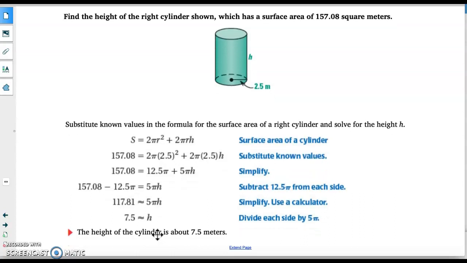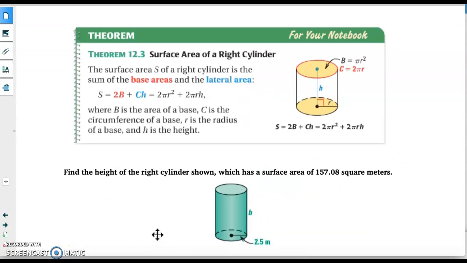So that's the end of this little section here, surface area of different types of polyhedra and solids. And there are some problems that I would like you to do at the end of sections 12.1 and 12.2. They're posted in your assignment in Veracross.